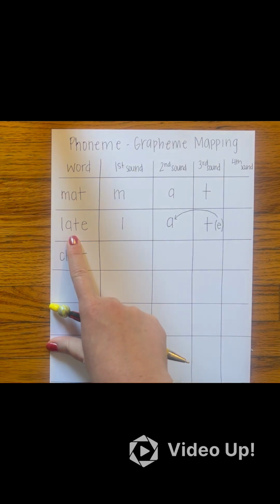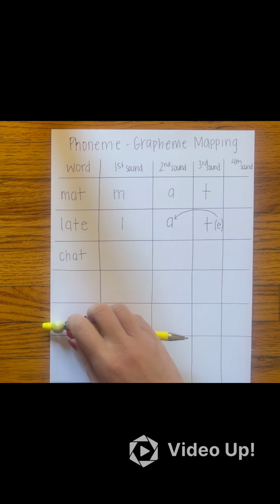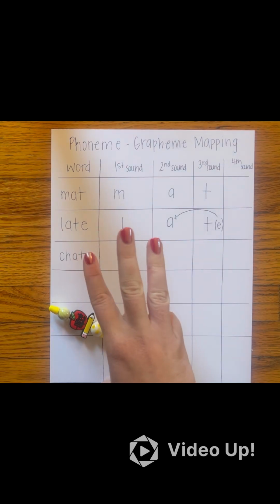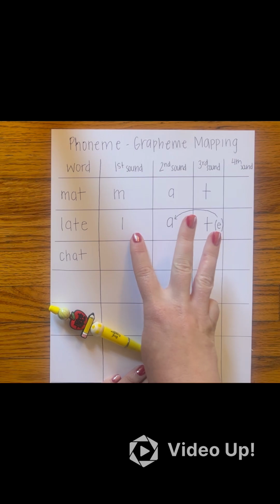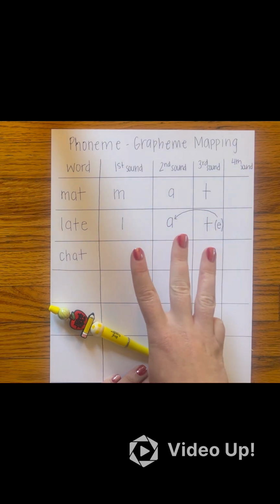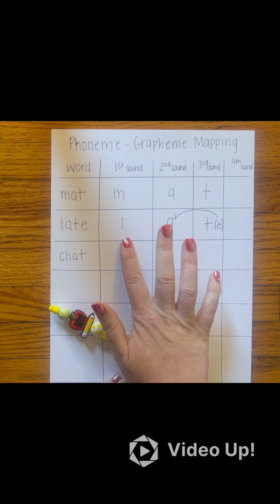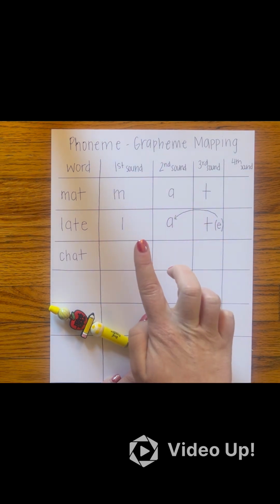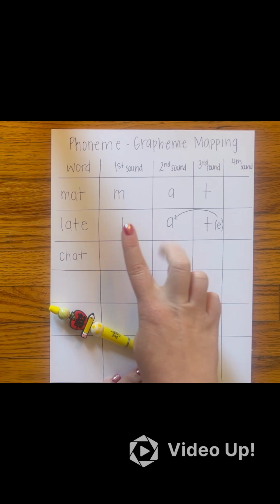The next word is a little bit different. This is the word late. Let's tap the sounds in the word late. /l/ /a/ /t/, late. There are 3 sounds, so we are still going to be using 3 boxes. However, we hear /l/ at the beginning of late, which is an L, and it goes in our first sound box. Then we hear /l/, /a/.